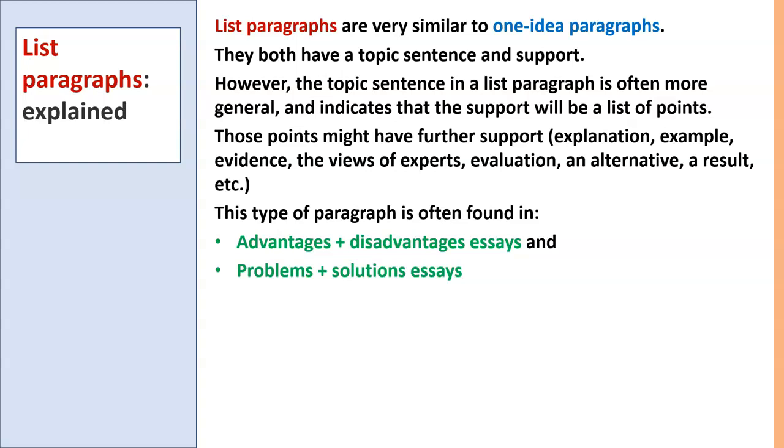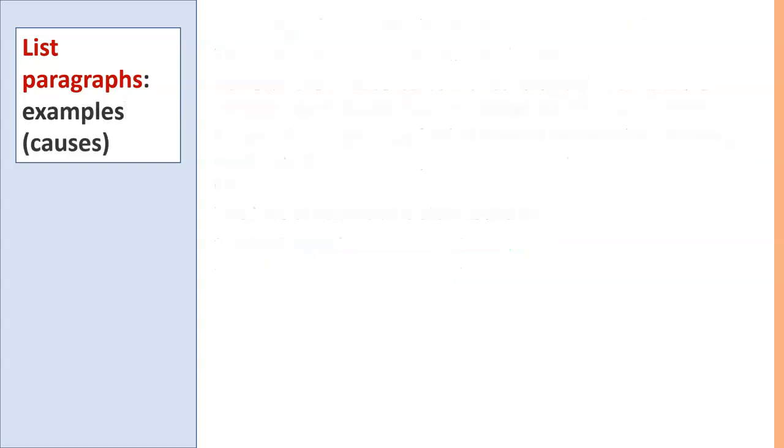However, topic sentences in a list paragraph are often more general and indicate that the support will be a list of points. So these points might have further support, they might be explained, there might be examples, there might be evidence, there might be the views of experts, evaluation, an alternative, or a result. And this type of paragraph is often found in advantages, disadvantages essays and in problem solutions essays. Quite honestly, if you don't see the difference between these two types of paragraph, it doesn't really matter, but let's have a look at what we mean.